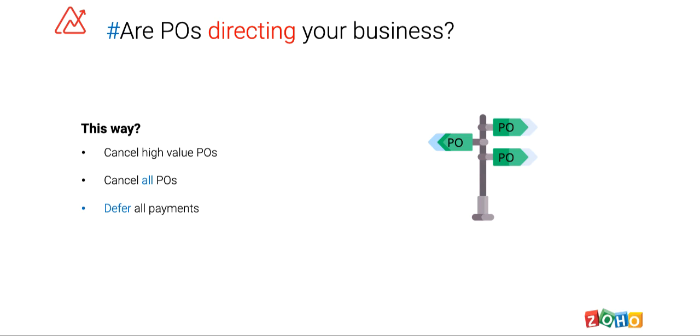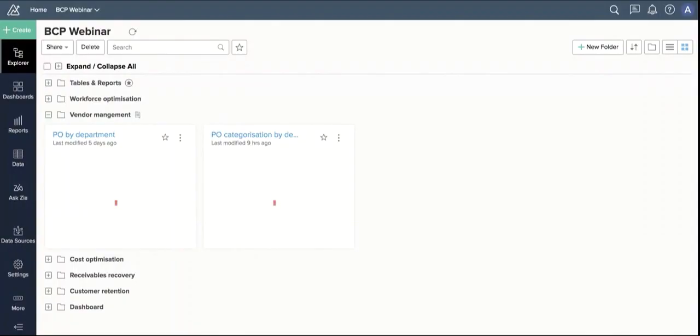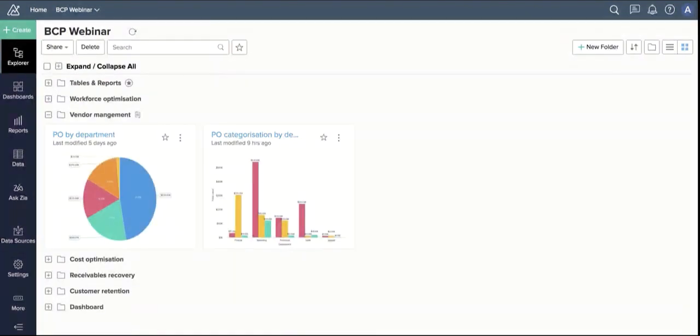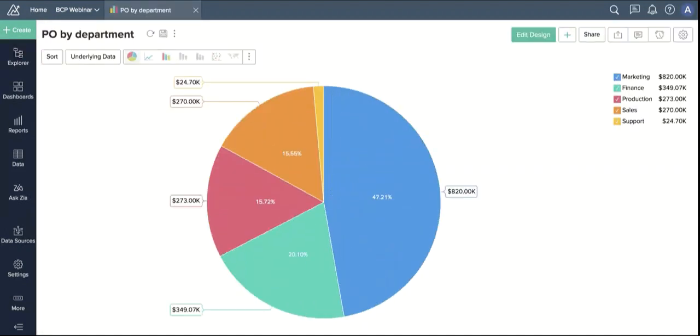Well, if purchase orders are directing your businesses today, I suggest you revisit them. Now, let's try and understand how analytics and insights can get you a better approach towards vendor management. As a starting point, you might want to understand how your purchase orders are distributed across the departments.